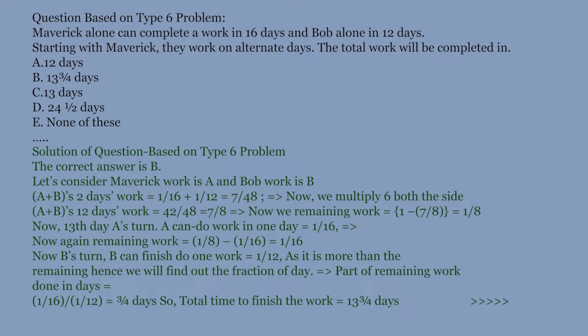So in total, what will be our total then? 12 days for the cycle will be taken, then A's turn, and the 3 upon 4 is B's turn. So total 13 and 3 by 4. So total it will take 13 and 3 upon 4 days to finish the work.